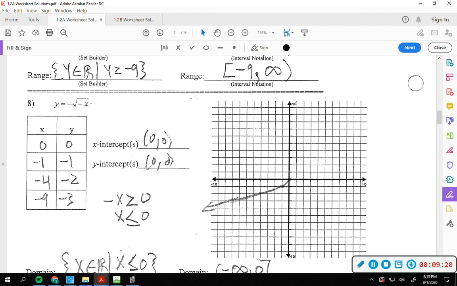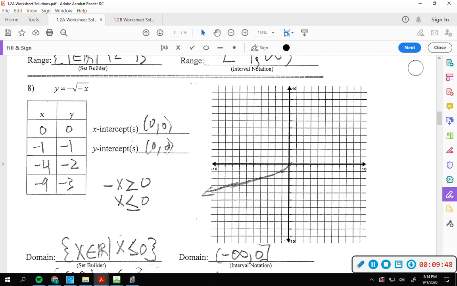And I want to think of perfect squares. So I'm going to plug in negative 1, negative 4, negative 9. That's why I gave you these 4 boxes. The negative of negative 1 is positive 1. Square root of 1 is 1. Make it negative. The negative of negative 4 is 4. Square root of 4 is 2. Make it negative. The negative of negative 9 is 9. Square root of 9 is 3. Make it negative. There are 4 quality points that we can graph.